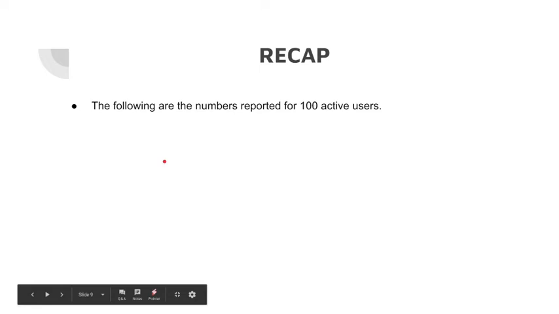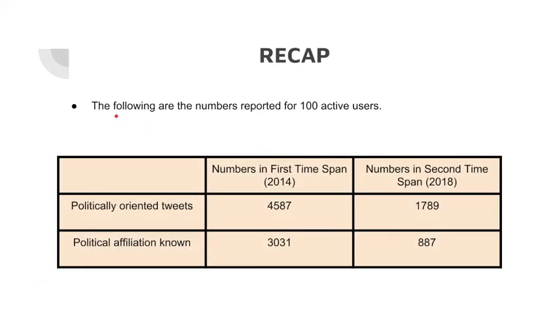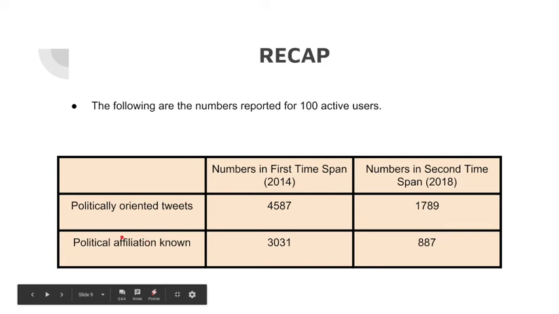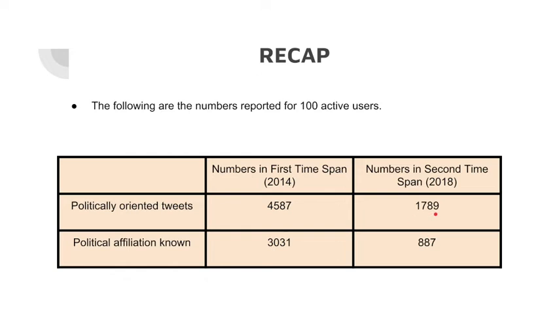Just a recap of what I just told you. The following numbers are reported for 100 active users. The number in the first time span is 4587. In the second time span, it became 1789. These are politically oriented tweets, and out of these, the affiliations are only known for 3031 tweets out of 4587 tweets, and 887 out of 1789 tweets. So there's a huge difference between them, because most of the tweets, like I said, just bash one party without showing their leanings towards another.